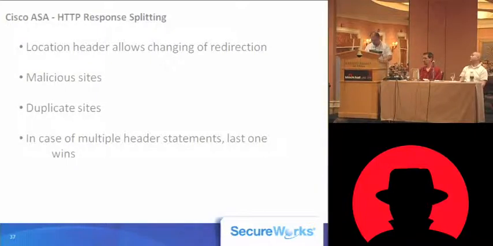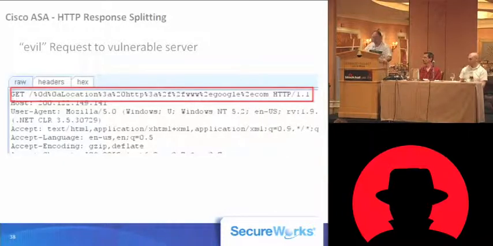Not a great idea. All right, so in this slide here, we can see an evil GET request. The first two characters that are in hex there are the carriage return line feed. Following that is the new location header, and this one's not so evil because it's only going to send them to Google.